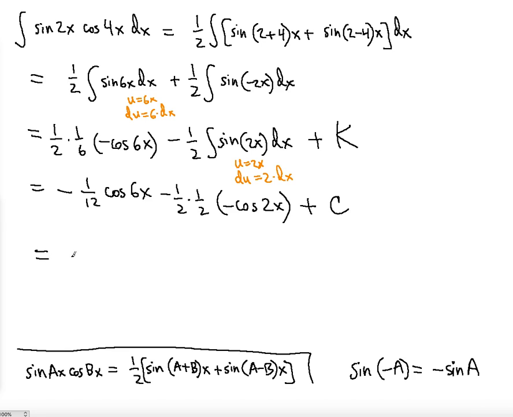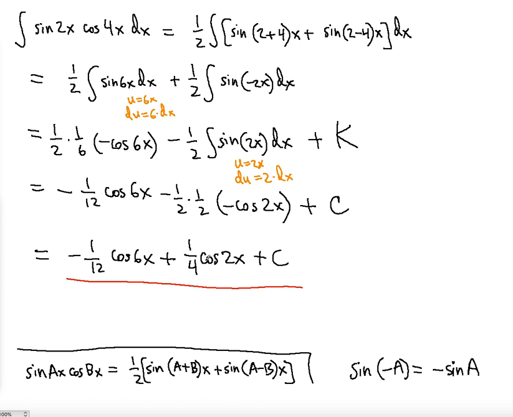So as a result, what do we get? We get negative 1/12 cosine of 6x. Now two negatives give you a plus. Negative and negative, so plus 1/4, the 1/2's here, cosine of 2x plus a constant. So this is the correct antiderivative.